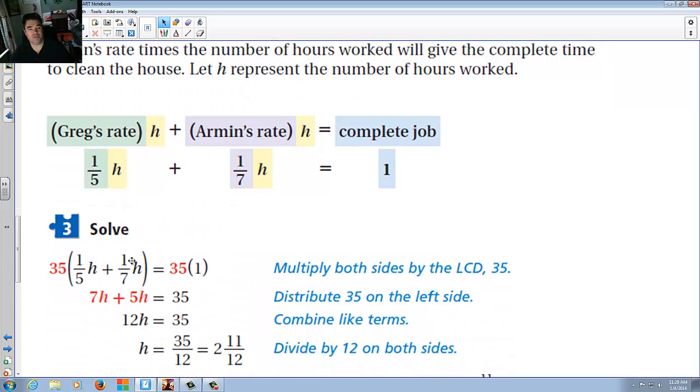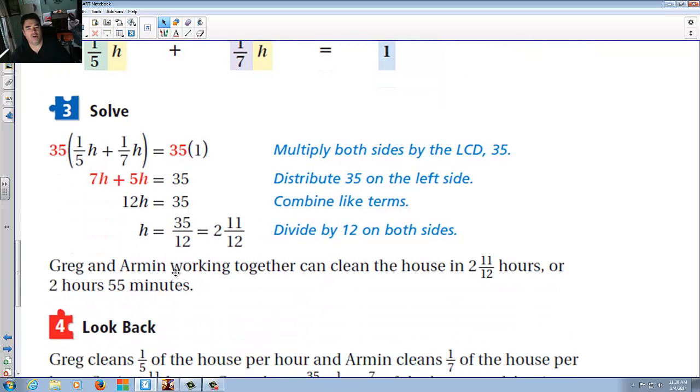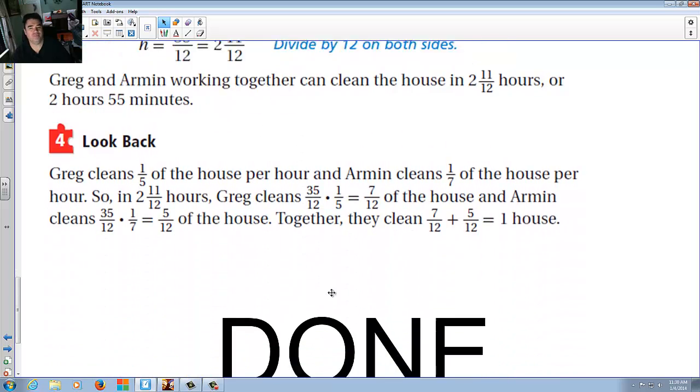So 1/5 plus 1/7. Now they did a little different. They went ahead and times 35 to both sides, which you can do. Why would you do that? To get rid of the bottom denominators. You don't have to, but it will make your life easier. So 35 times 1/5 is 7H. 35 times 1/7 is 5H. Equals 35. Combined to 12 hours equals 35. Divide both sides by 12. So combined, they could get the house done in 2 and 11/12 hours, or 2 hours 55 minutes.